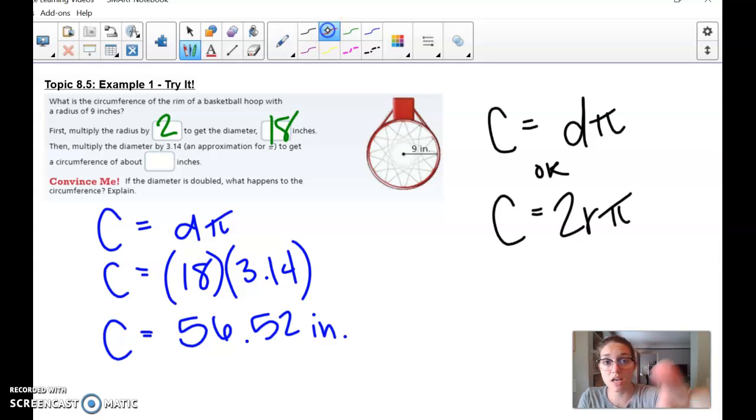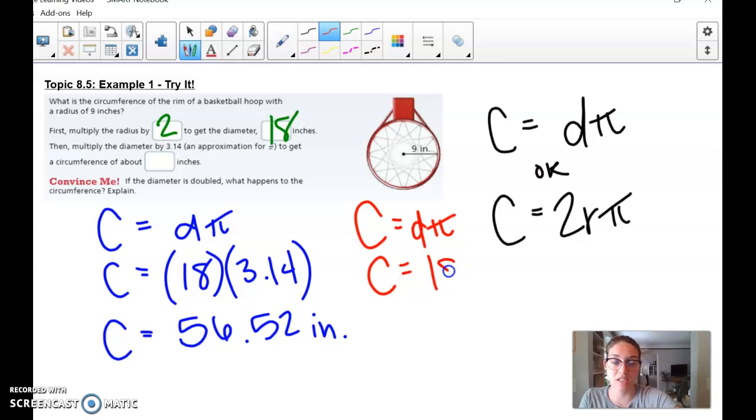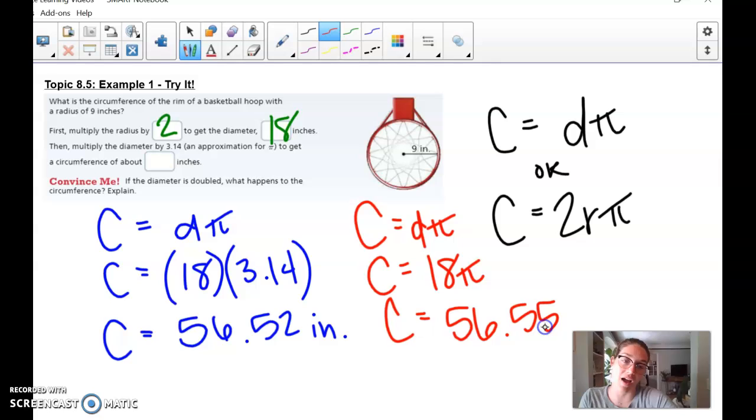However, if I'm using a calculator and I actually plug in pi to my calculator, C equals diameter times pi, C equals 18 times pi, C is going to be equal to 56.55 inches. So this is a different number than what you're getting if you're just multiplying by 3.14. Now this problem specified that we should be using 3.14.